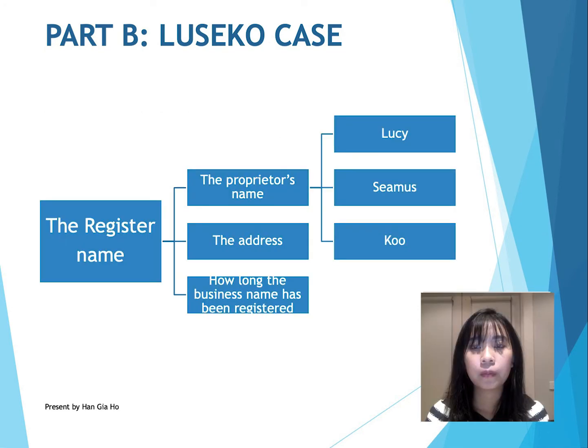According to the law, when registering a business, the name of the member, the address, and how long the business name has been registered must be included in the register. Therefore, if Fastcut wants to discover the individuals behind Lucico to take legal action, the register of the business name must include the names of the individual partners, who are Lucy, Seamus, and Co. They will be responsible for their business.